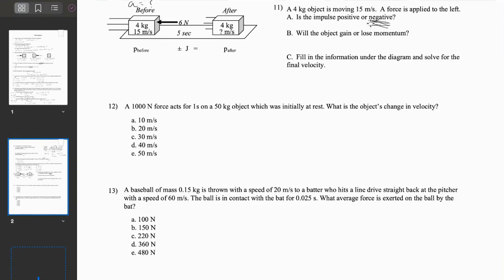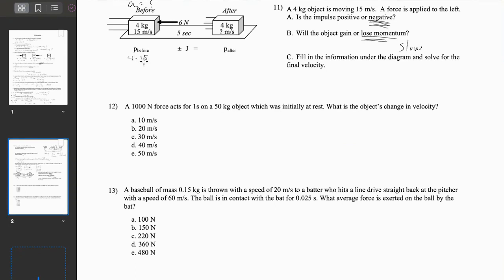Will the object gain or lose momentum? It's going to lose momentum. It's going to slow down. We know momentum is mass times velocity, so if we slow down, we're going to lose momentum. Fill in the information under the diagram and solve for the final velocity.